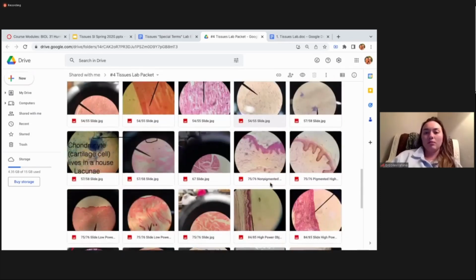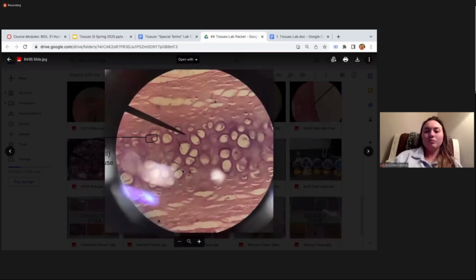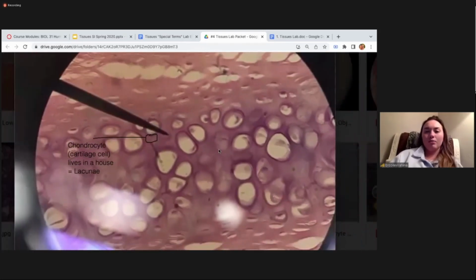So let me zoom in real quick just to show you another example. If we look, we're not really seeing any black fibers. I picture it like black hairy moss. We're not really seeing that. This is hyaline. Hyaline, no black fibers.